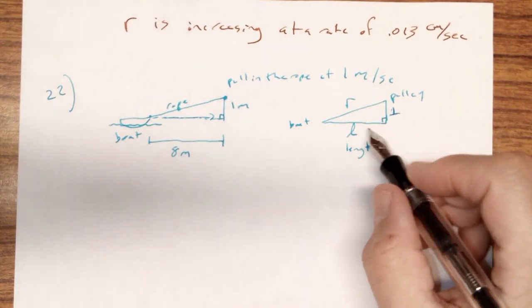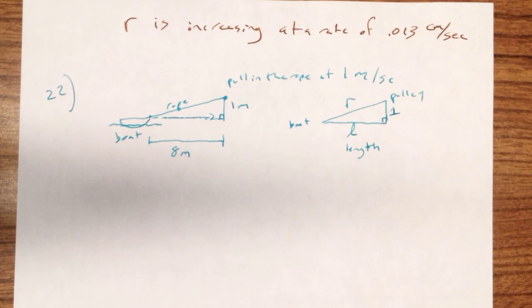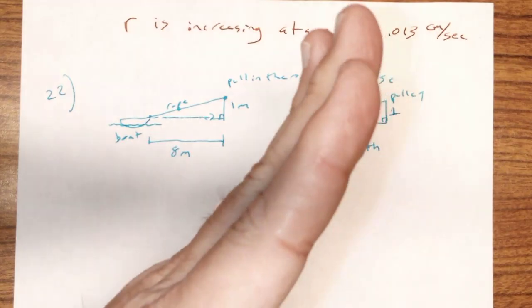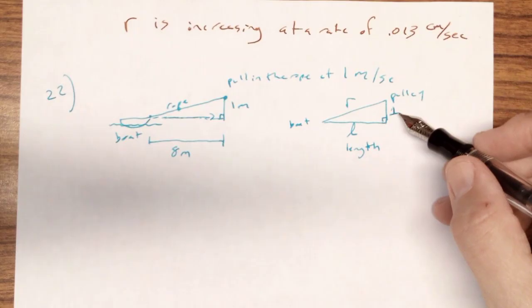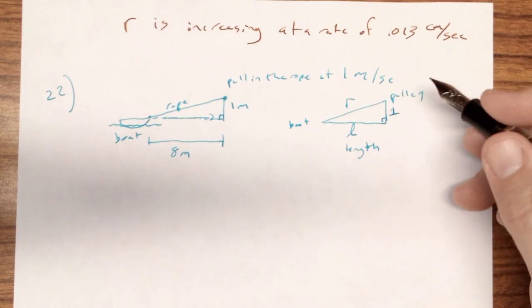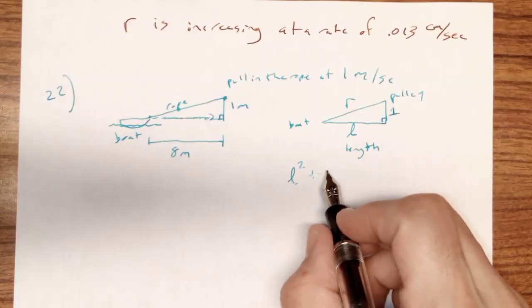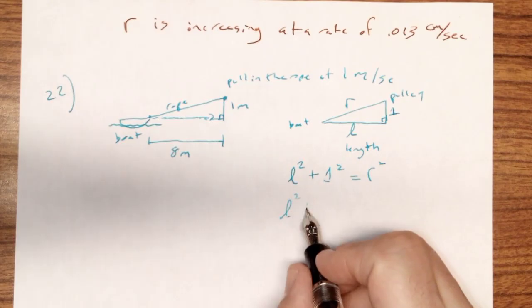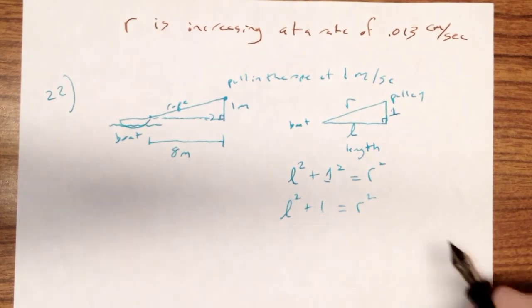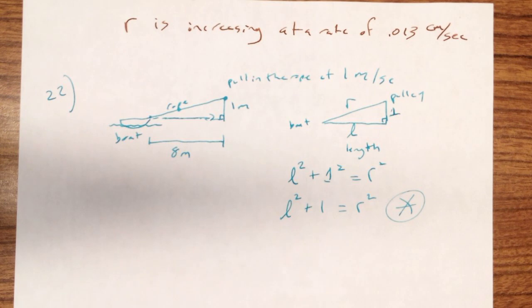What can I use to relate these three pieces? Well, as the boat comes in, the angle of the rope is going to change, so I don't want to use the angle. That'd be another thing changing in time. But all of these lengths are going to change. Well, these two are going to change. That's not going to change. I can use Pythagoras. I know that L squared plus 1 squared is R squared. 1 squared is just 1. Here's my equation. That's the critical piece of information.